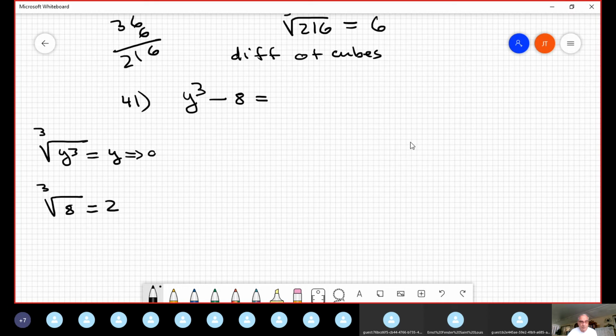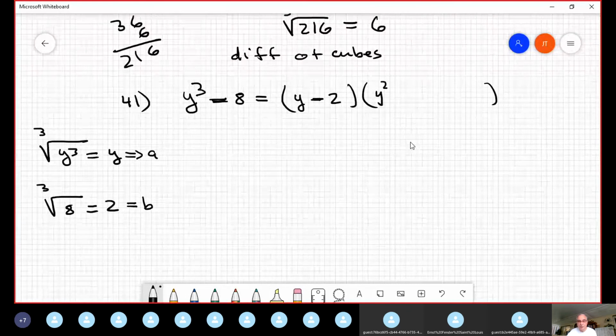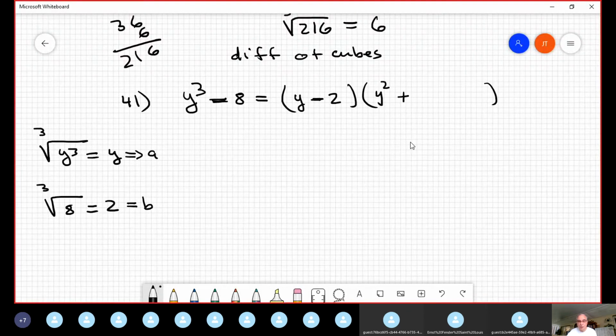The formula. So I open two parentheses. A is Y in our example. B is 2 in our example. Minus. This minus is exactly the same. Y squared, the first, plus the multiplication of both, 2y, plus the square of the second, which is 4. 2 squared is 4. Final answer. Any question?